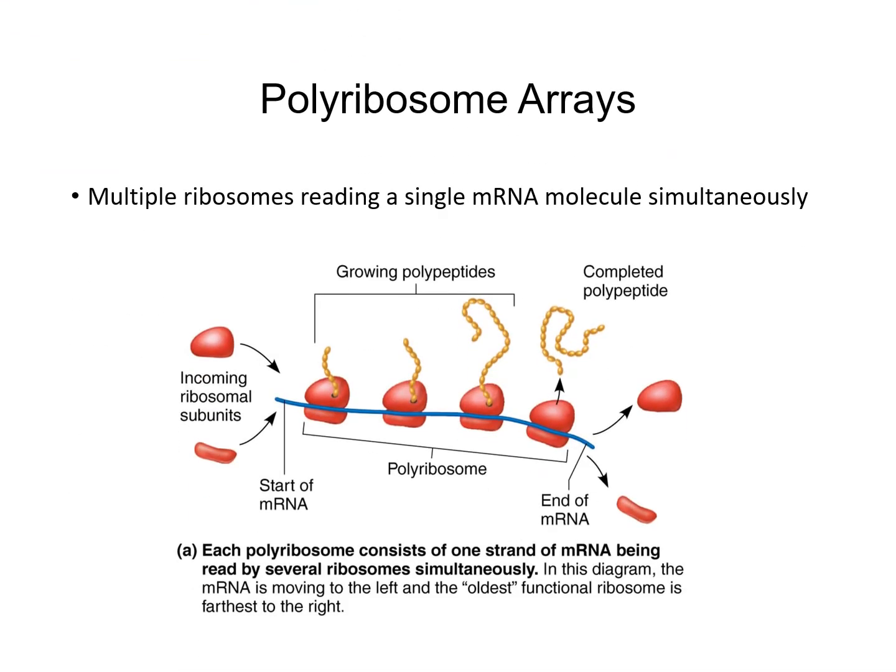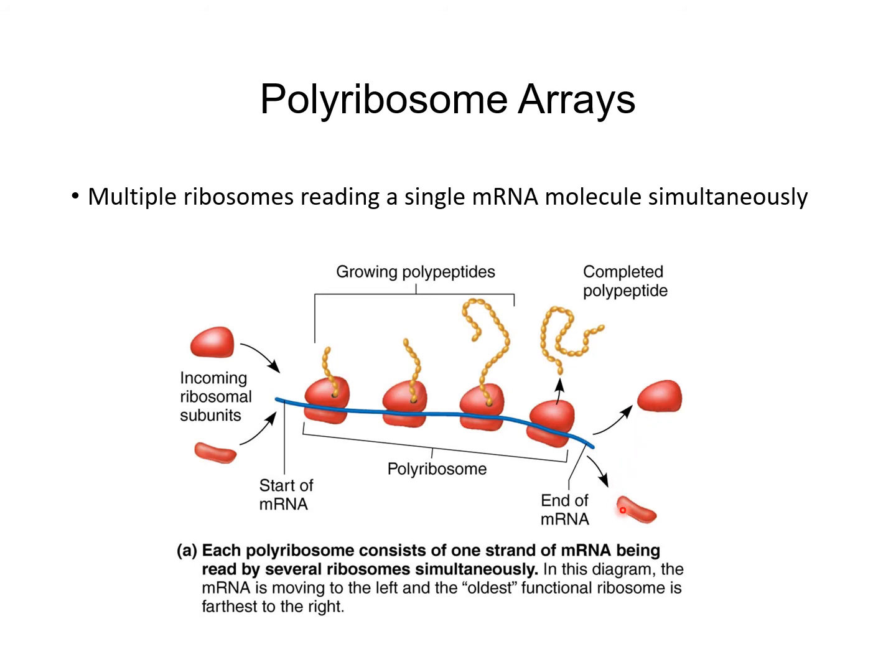Before ending our discussion on translation, I wanted to make it clear that you can have multiple ribosomes forming a protein or polypeptide from a given strand of messenger RNA at the same time. We call these aggregations of ribosomes polyribosomes. So here we have a single strand of messenger RNA, and you can see there are numerous ribosomes attached to it, reading it at different points in time with respect to the completion of the polypeptide chain.